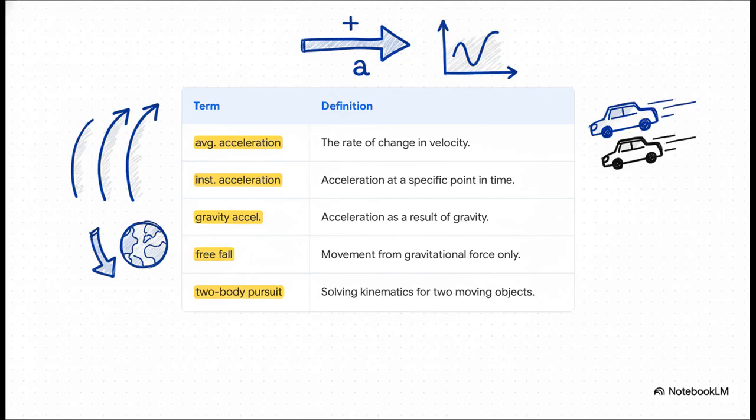And our final set of terms covers acceleration, which is just the rate of change of velocity. We also have a few special cases that you're going to see in problems all the time, like free fall, where gravity is the only thing acting on an object, and two-body pursuit problems, where you're trying to track two moving objects at the same time.